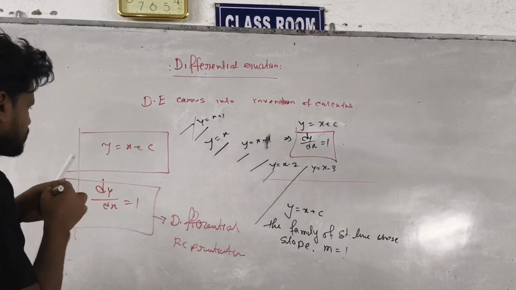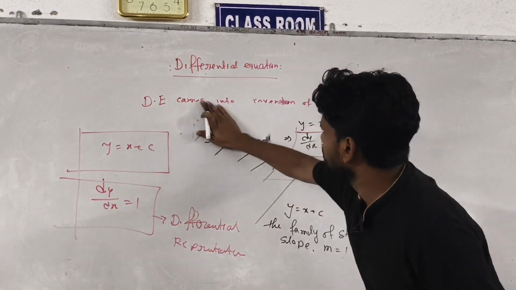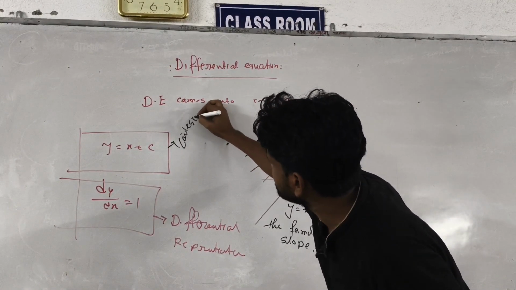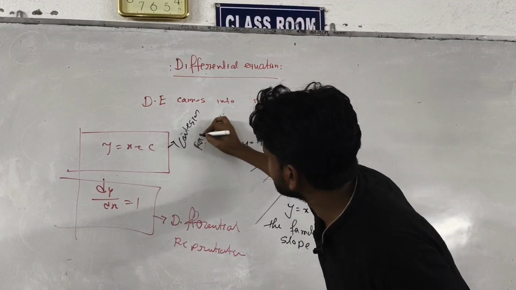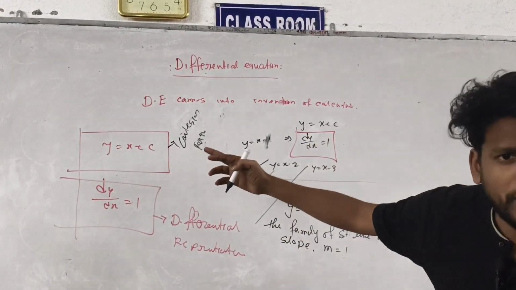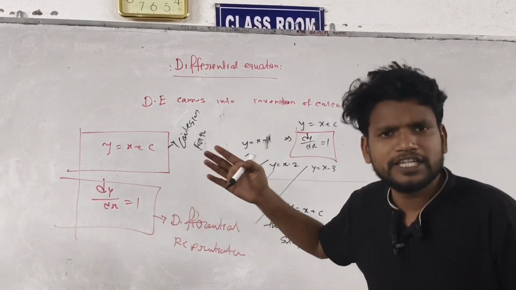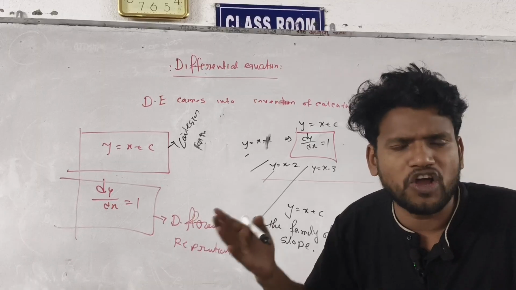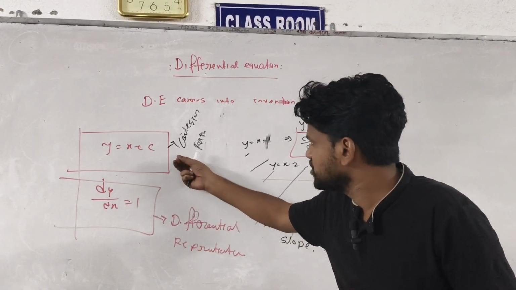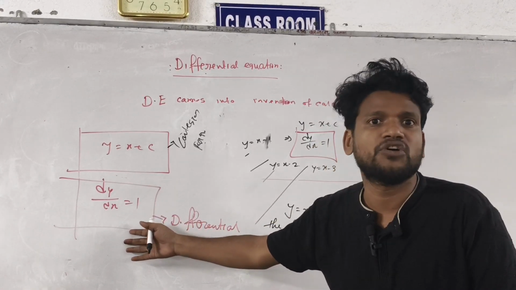This is the Cartesian form of a straight line: y equals x plus c, and this is dy by dx equals 1. Both represent a family of straight lines, but the representation is different. This is the Cartesian form, and this is the differential form.